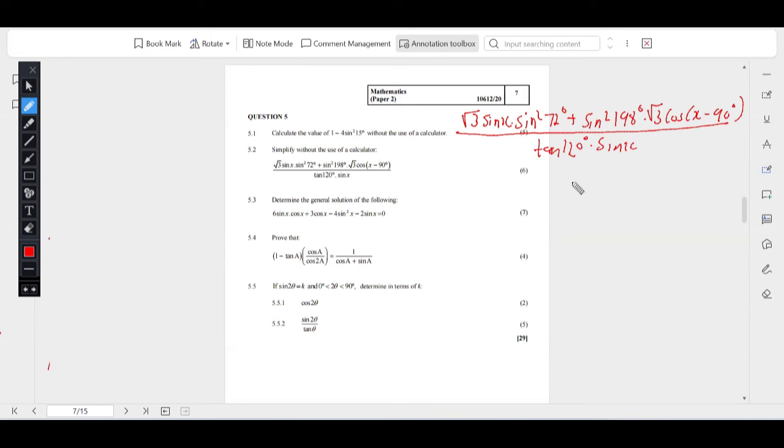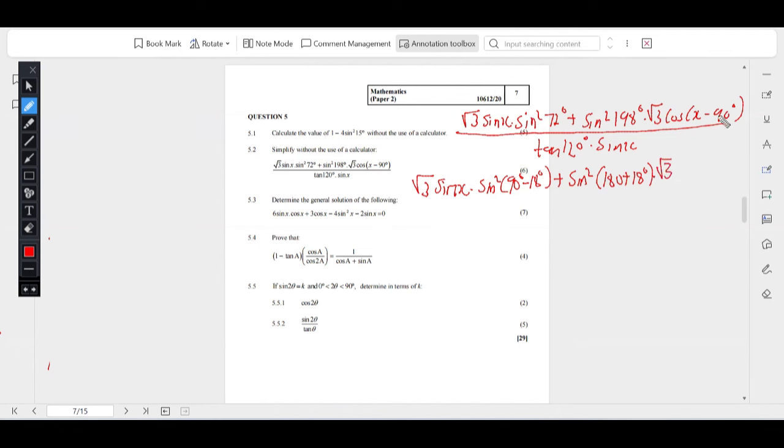Right. Now at this point, you want to deal with this, and then we're going to have root 3 sine x. There's nothing we can do with that. But then the 72, there is a way in which we can reduce that by simply saying sine squared 90 minus 18 degrees. And then which we can also do with the sine squared 198. We can say this is 180 plus 18 degrees. Remember, the purpose of this is we want to end up with the same angle. Then multiply by what? Root 3.